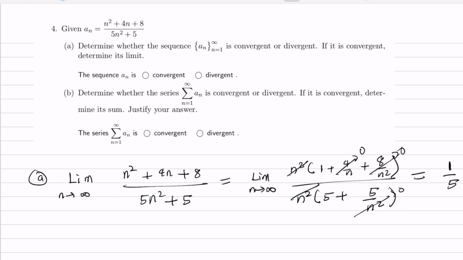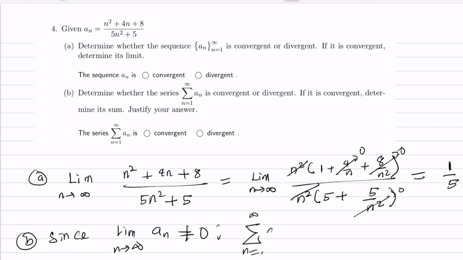Because when you take the limit of the sequence, it's not 0, right? Minus 1 over 5 is not 0. That means it's divergent by the divergence test. So for B: since the limit as n goes to infinity of a_n is not 0, then by the divergence test, the sum from n equals 1 to infinity of a_n is divergent.